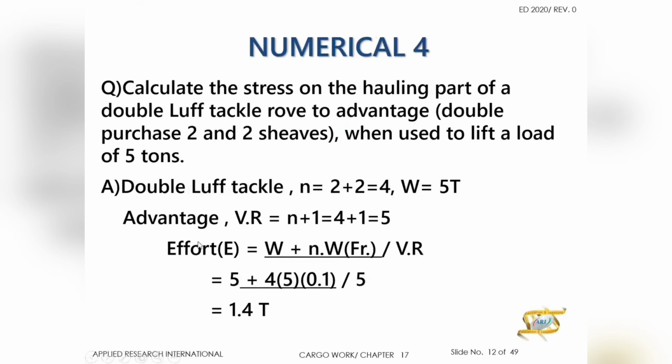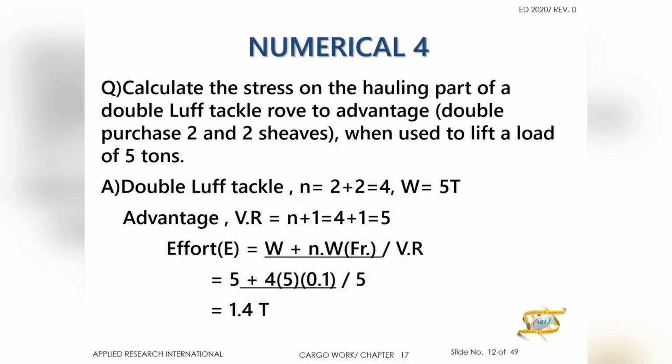So just substitute these values, because we need to find out the effort or the stress on the hauling part, which is equal to W plus nW into friction divided by velocity ratio, and we get the answer 1.4 tons. Just do it yourself and confirm that you all are getting the same answer. Everybody should do it because everybody needs to get this right and get 25 marks, because everybody needs to get their COC for second mate. Did everybody get the 1.4 ton answer, beta? Yes, sir. Very good. Very simple. It is a very simple numerical we have done.